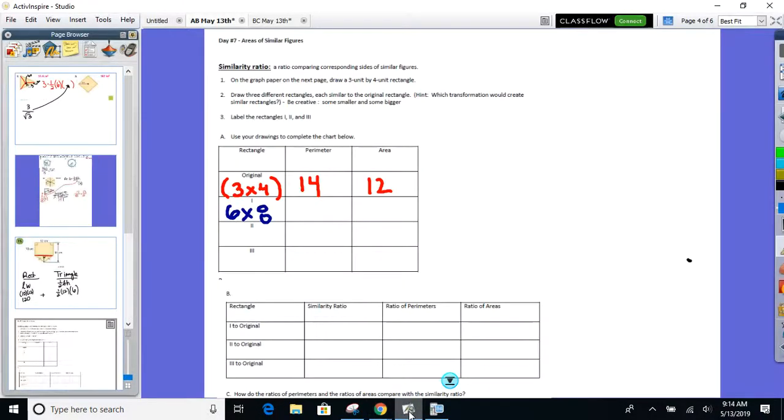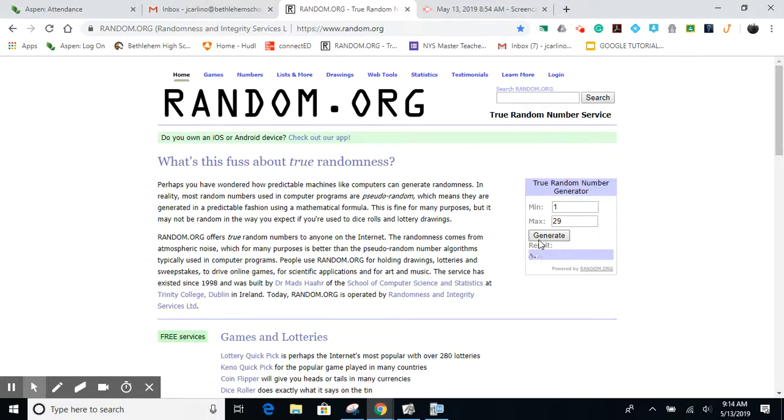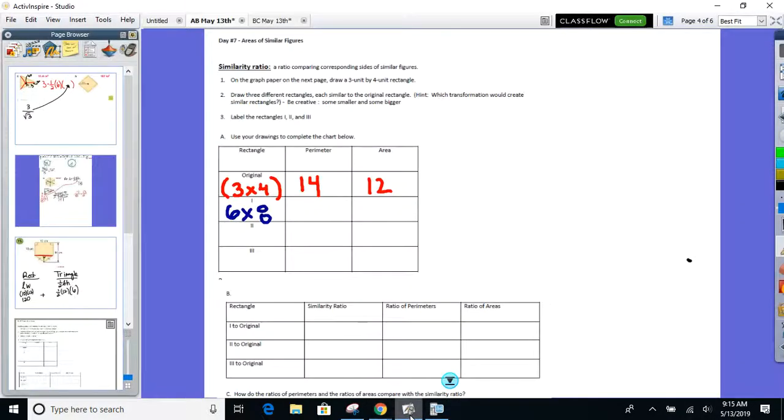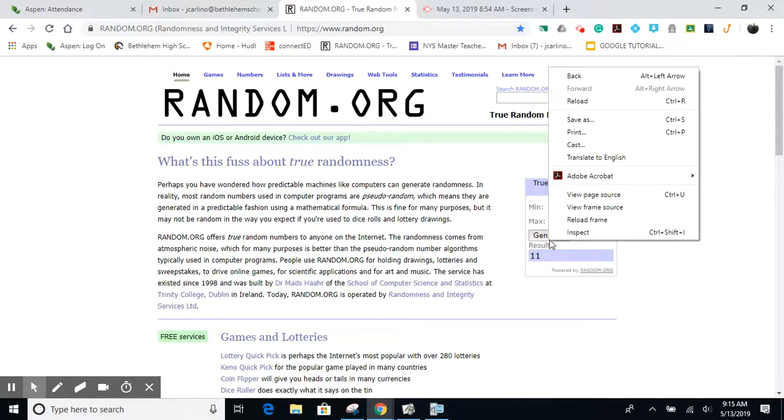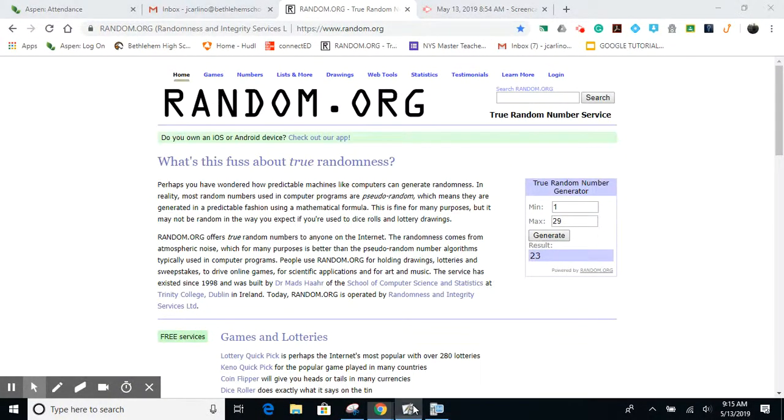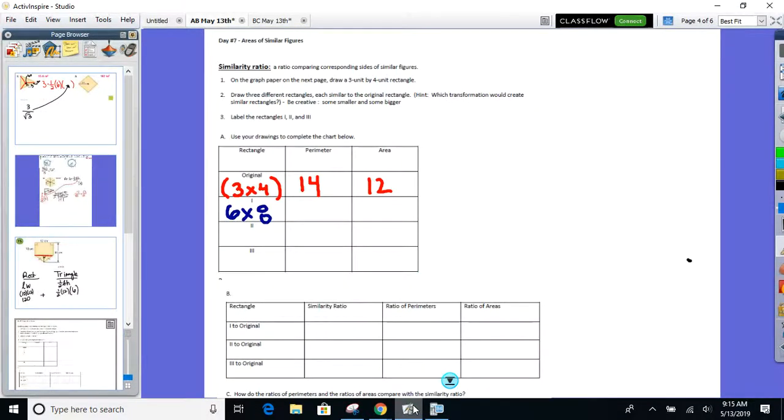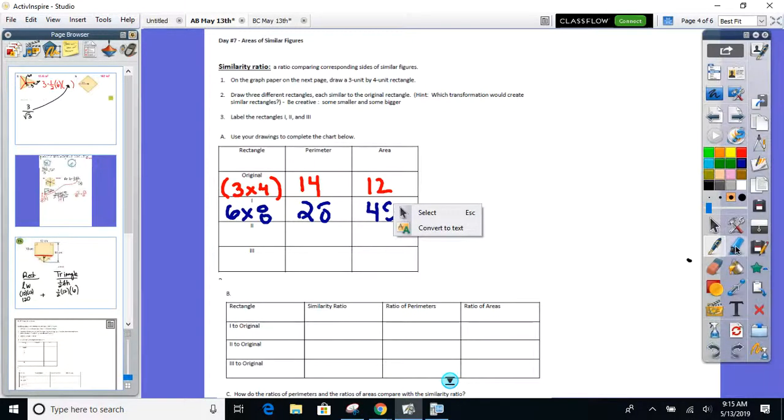Great. Perimeter. How about the area? 48. All right. Two more times doing this.